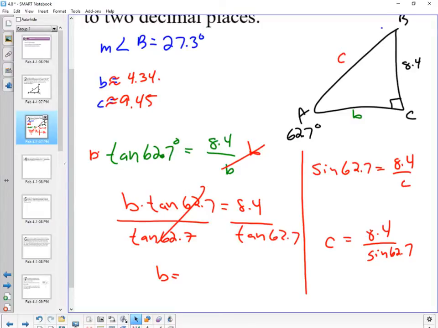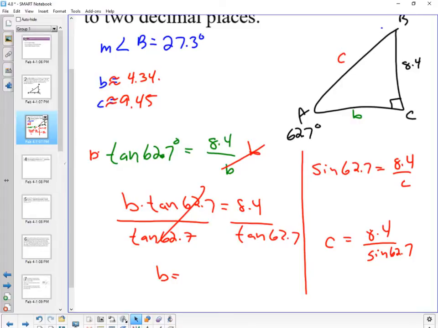But there's nothing wrong with it. Personally, I wouldn't want to be squaring 4.34, but that's just me. And if you want to do that, more power to you. Okay? So, yeah, we're done. We've solved the whole thing. We know all three angles, and we know all three sides now. If you didn't even want to use 62.7, you could have gone with 27.3, done cosine, done tangent, cosecant. It really just depends on how you want to do it.